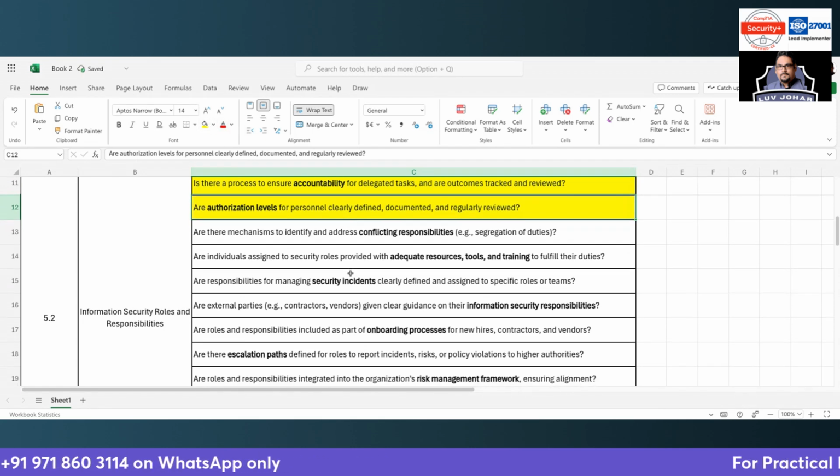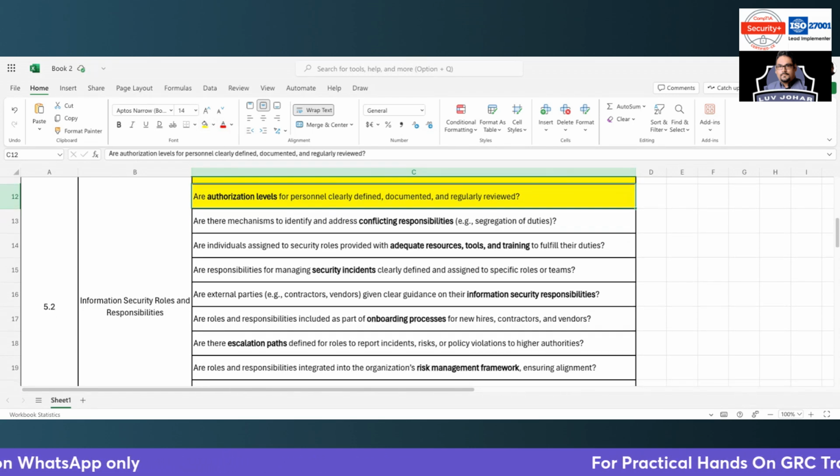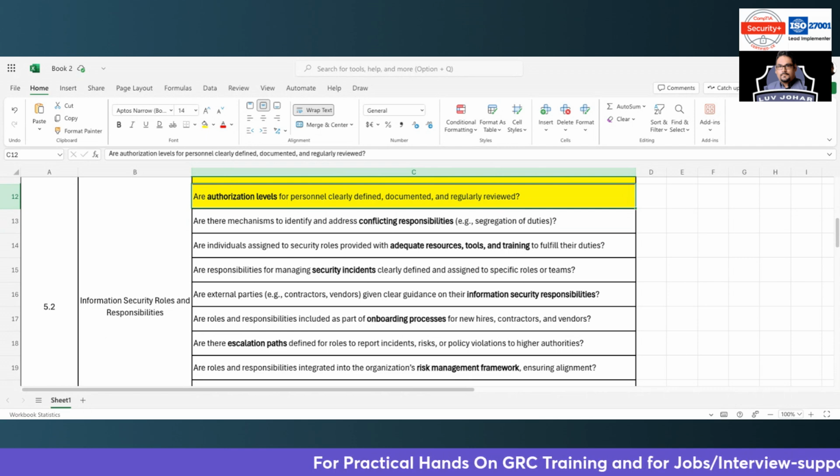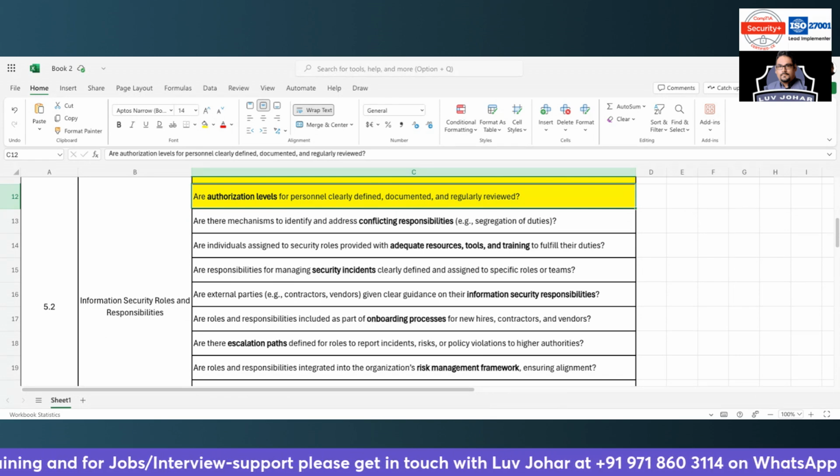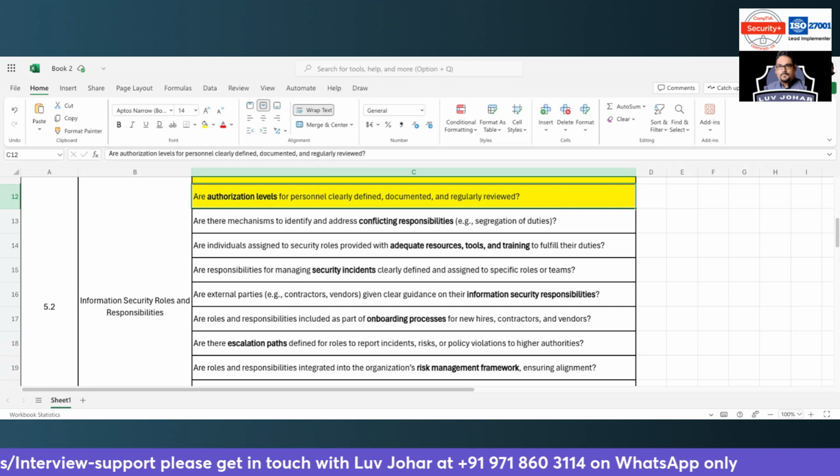Next: are authorization levels for personnel clearly defined, documented, and regularly reviewed? There need to be different authorization levels, for example secret, top secret, things like that. So you need to make sure that these confidentiality levels and authorization levels are defined for people.